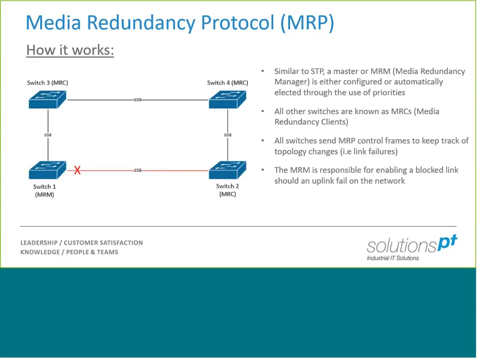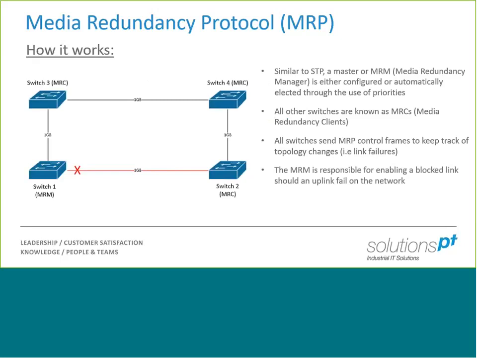So again, same topology as before, and it does work in a similar way to spanning tree in that we've got a master switch. And again, this is something we can configure, or we can allow MRP to do this automatically. If you were to configure an MRP network, this is something you'd probably want to define yourself. At the very least, say which switch you want to be your ring master. And this is your media redundancy manager. Now, all your other switches in the network are known as media redundancy clients.